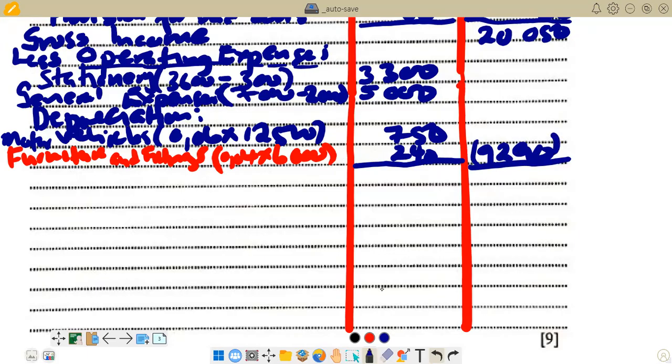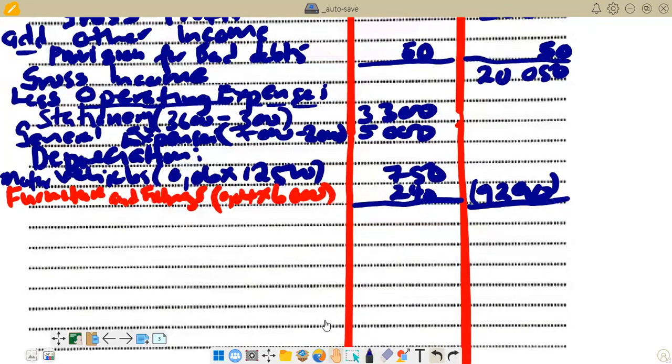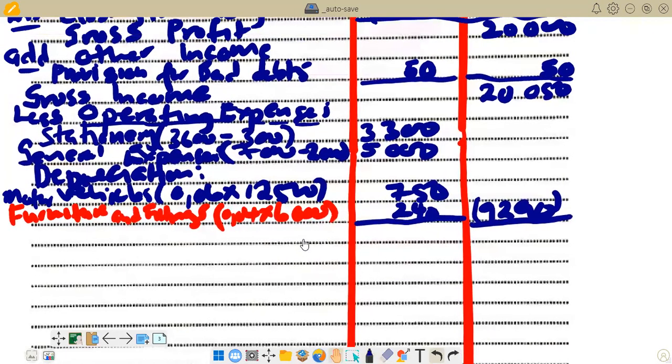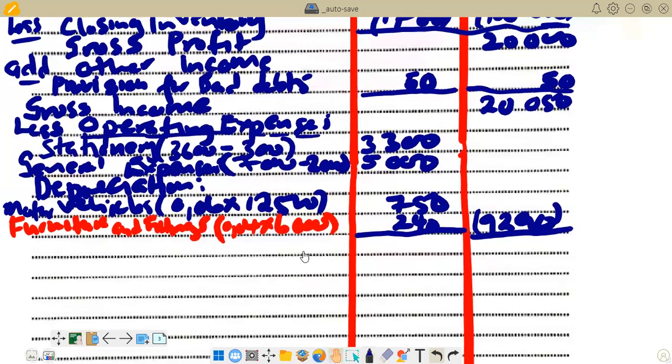So what are we going to say there? We are going to say the figure that we are given for gross income, 20,050, then we subtract the figure for operating expenses, which is 9,290. Then obviously the figure that we are going to get there is a positive figure of 10,700.